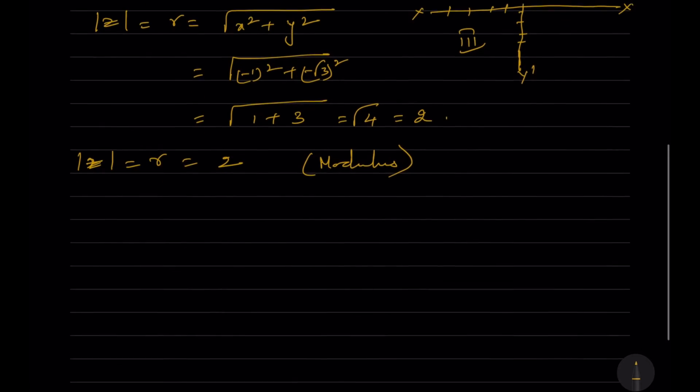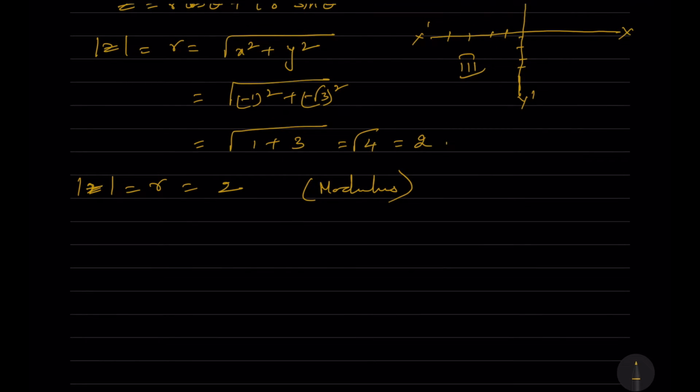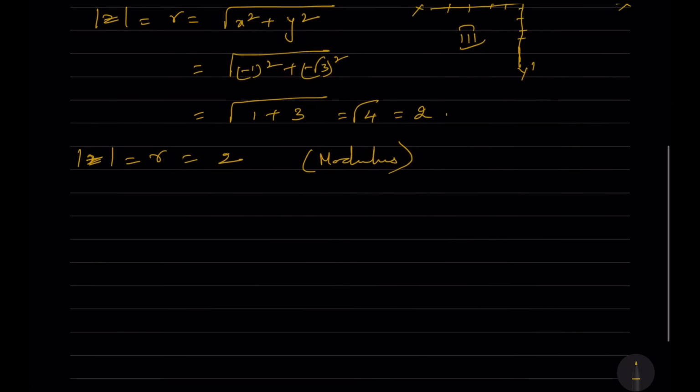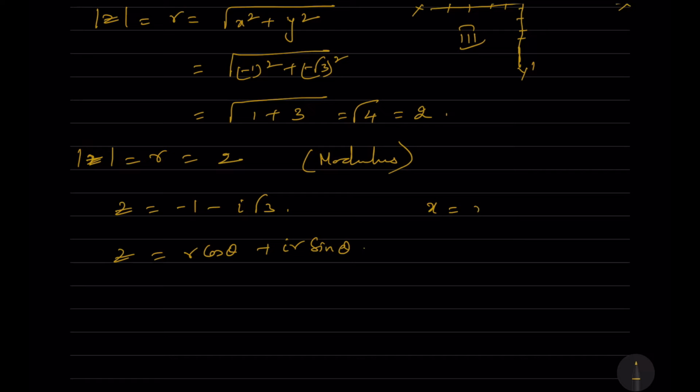Now we have to find out the arguments. When you compare the first equation, z is equal to minus 1 minus i root 3, with z is equal to r cos theta plus i r sin theta, you know I have already introduced why we take this as r cos theta and r sin theta. So x is equal to r cos theta and y is equal to r sin theta.